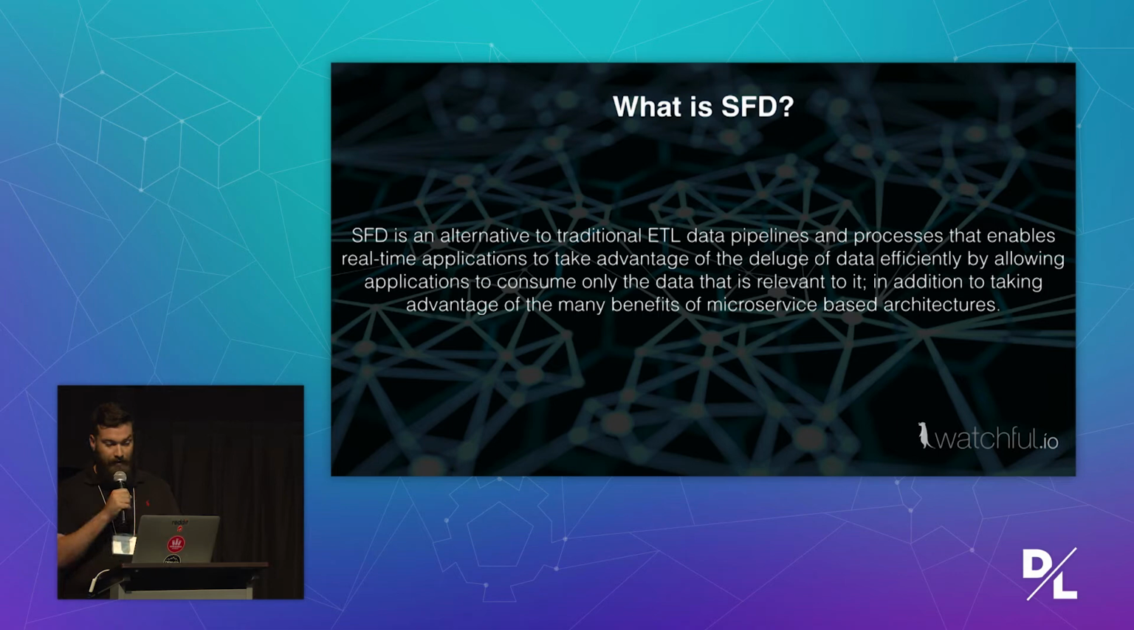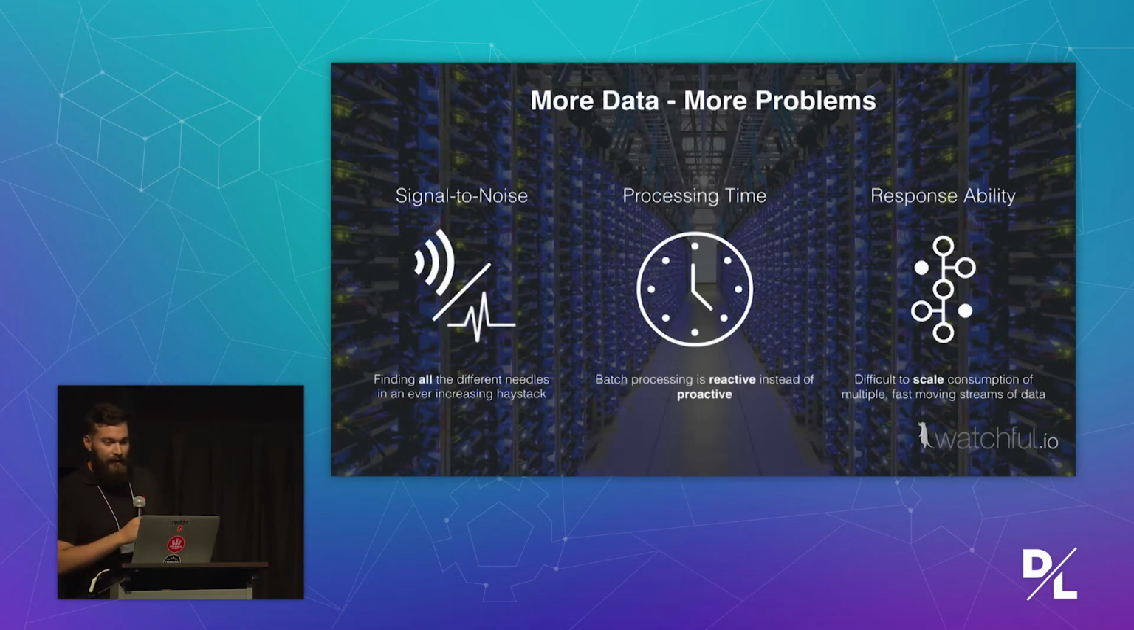I normally hate when people read directly off slides, so sorry about that. So this is a problem I think we all know quite well, and why a lot of us have jobs here in this room. More data equals more problems. It's difficult to get signal to noise. We're needing to find all the different needles in an ever-increasingly larger haystack. Then there's processing time with that amount of data. With traditional batch processing in ETL, we're dealing with being reactive instead of proactive, or processing at ingest. And scaling to that amount of data in an effective manner is just time consuming and difficult.